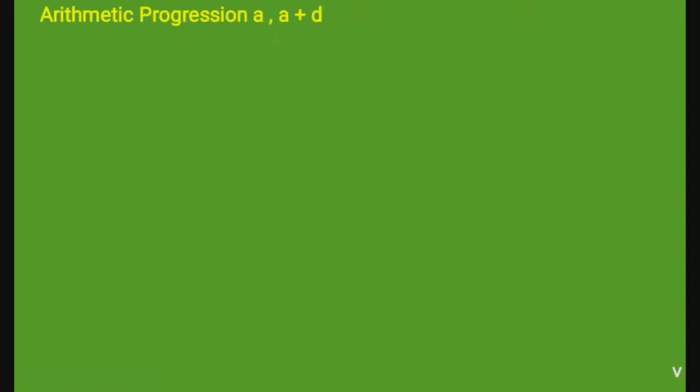Now today we start a new topic, the sum of n terms of an arithmetic progression. So see first, if the arithmetic progression is a, a plus d, a plus 2d, a plus 3d and so on, the last term is a plus (n minus 1) into d.